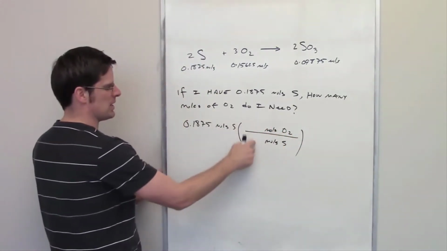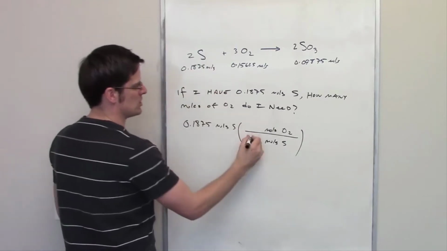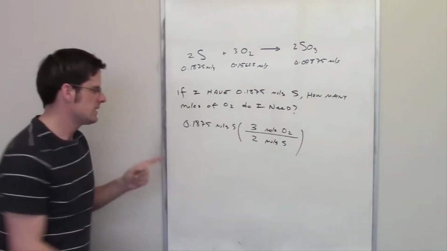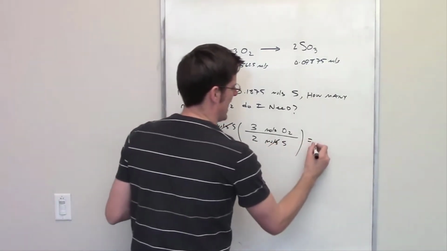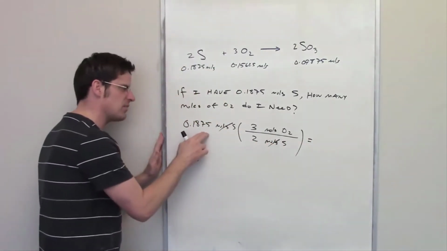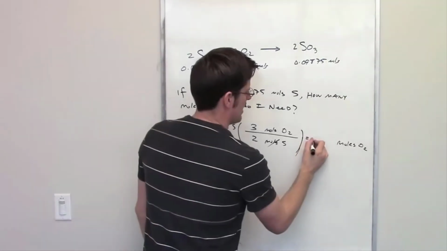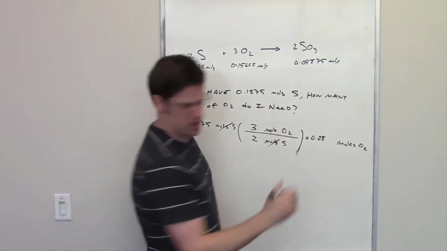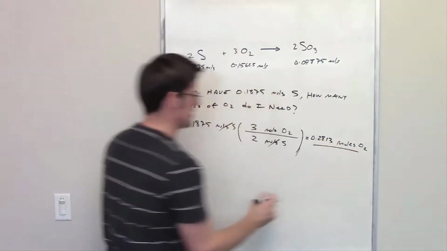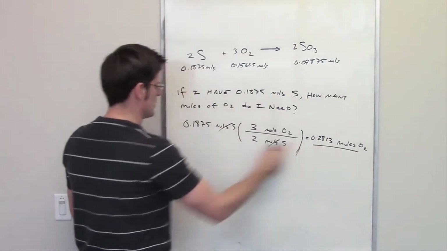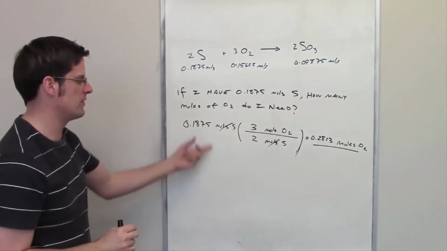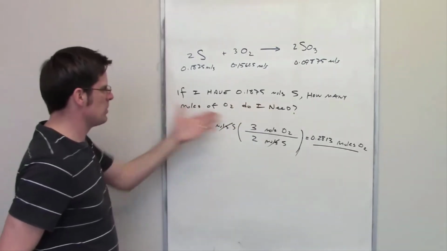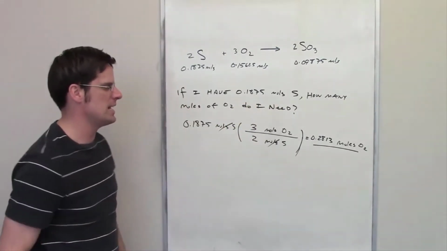Then the numbers that I put in here, well, this is added in a ratio of 2 moles of sulfur for every 3 moles of O2. Got it? Okay, so the moles of sulfur cancel each other out, and I end up determining that if I have 0.1875 moles of sulfur, I end up needing 0.2813 moles of O2. So this is how many moles of O2 you would need in order to react with that many moles of sulfur. Hopefully you're okay with that. So if I have that many moles of sulfur, how many moles of O2 do I need? That's how many moles of O2 I need.